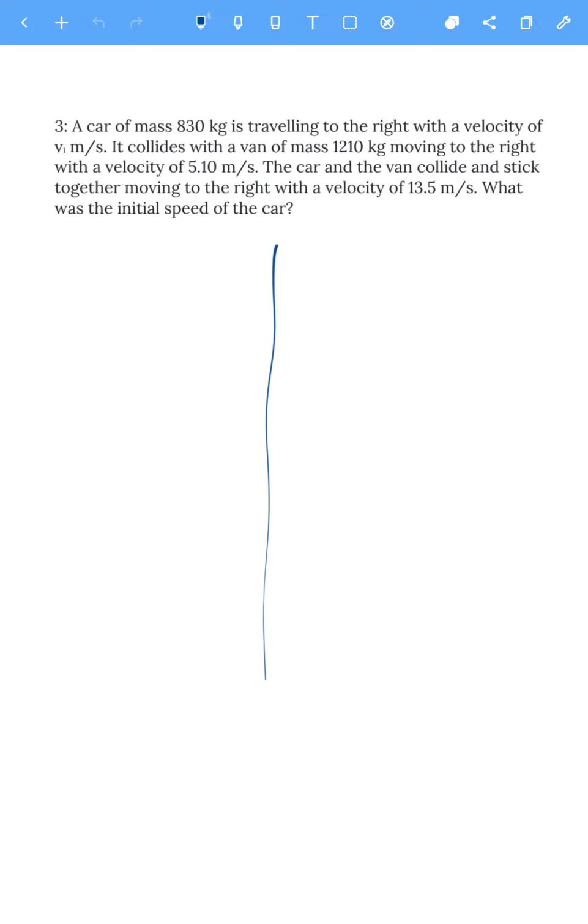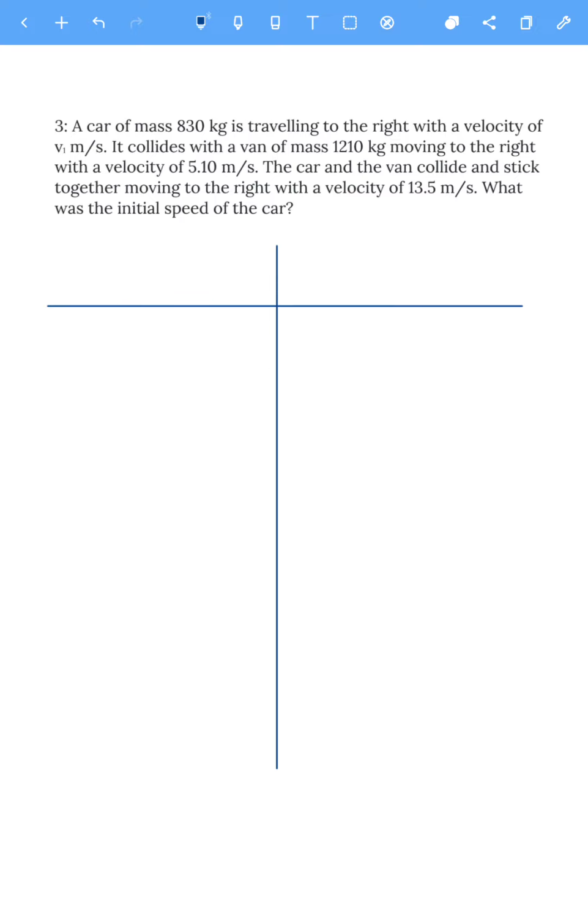Okay, so let's make a table. And that would be momentum before. I'm just going to write before. The momentum before is equal to the momentum after. So let's have a look at this one.